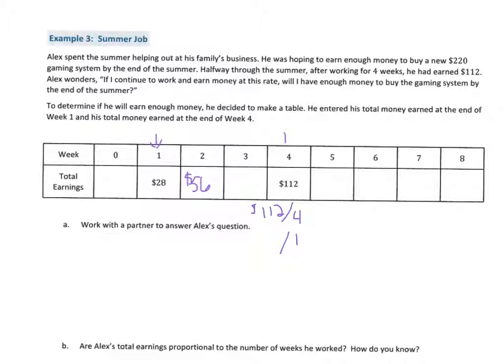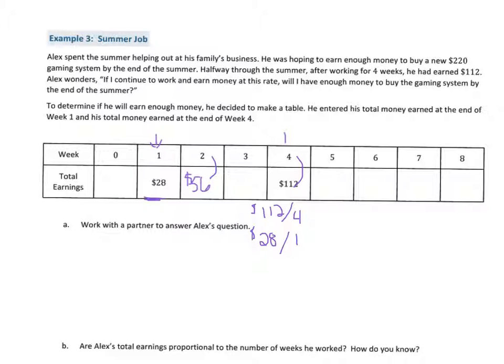Well, we have that number right here, but I want to make sure that the rate is the same. So 4 goes into 112 28 times. So that is our rate. 2 times 28 is 56. 4 times 28 is 112. So that is our rate.